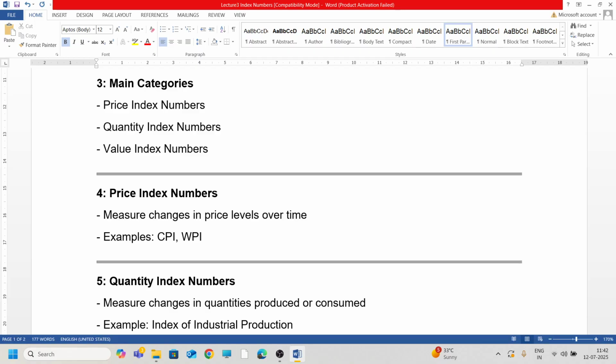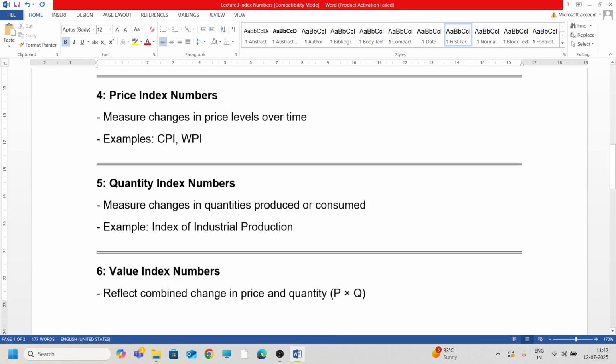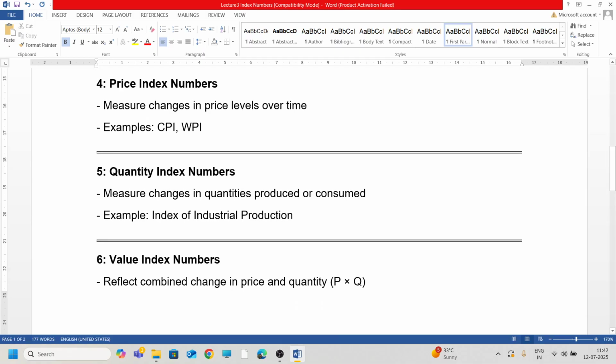Next one, the price index number. Measures changes in price levels over time. For example, CPI and WPI. Price index numbers measure the relative changes in prices of goods and services over time. Well-known examples include the consumer price index, which reflects retail prices, and the wholesale price index, which tracks prices at the wholesale level.